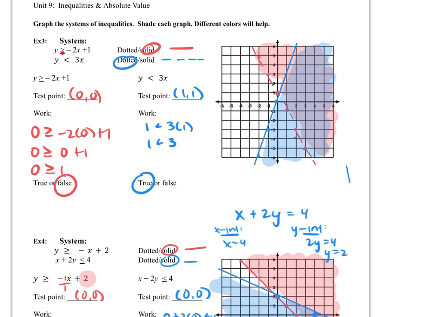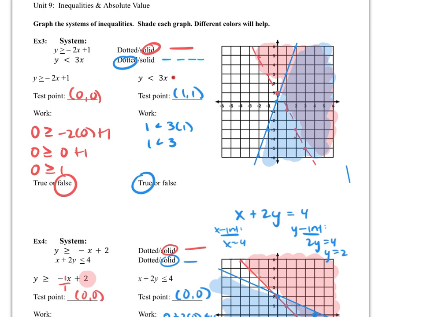So for my first inequality, it's greater than or equal to, so that's going to be a solid line. I started this graph at +1, and then I went down to run 1, down to run 1, because that slope was negative. My test point was 0, 0, which produced a false statement, so that meant for the red line I had to shade on the opposite side of the red line.